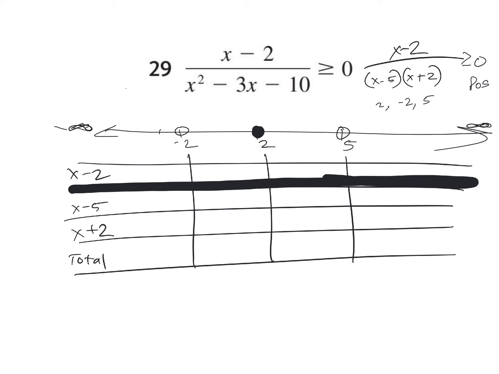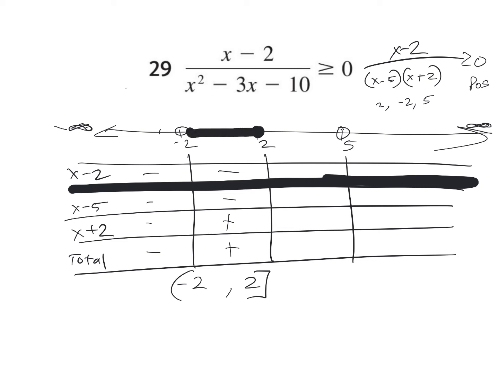All right, negative 3 I'm going to plug in. That's negative, negative, negative. That's going to give me a negative. All right, we don't want that. Between negative 2 and 2 is 0, so 0 minus 2 is negative. 0 minus 5 is negative. 0 plus 2 is positive. So that's going to be a positive. We're wanting that. Negative 2 to positive 2, including positive 2, but not including negative 2. So shade that.